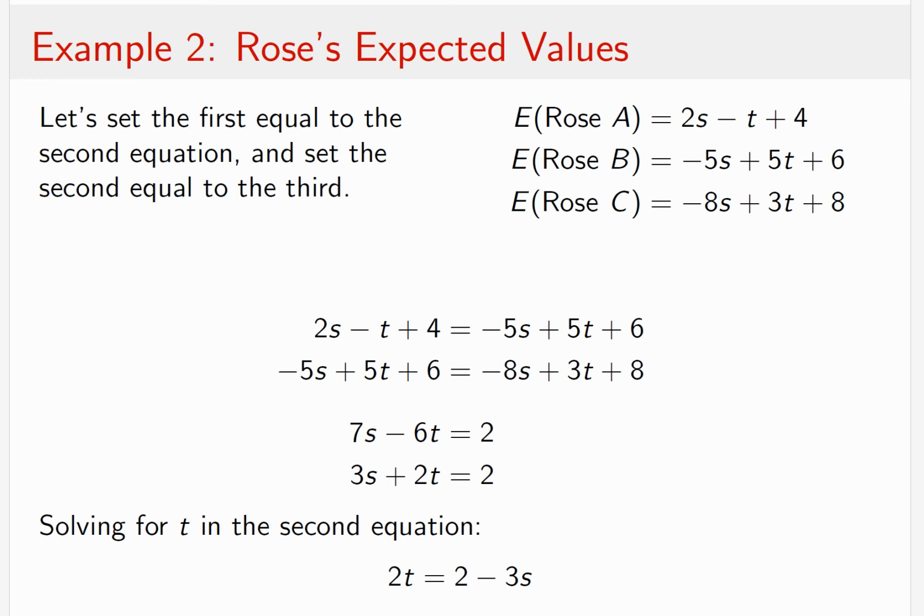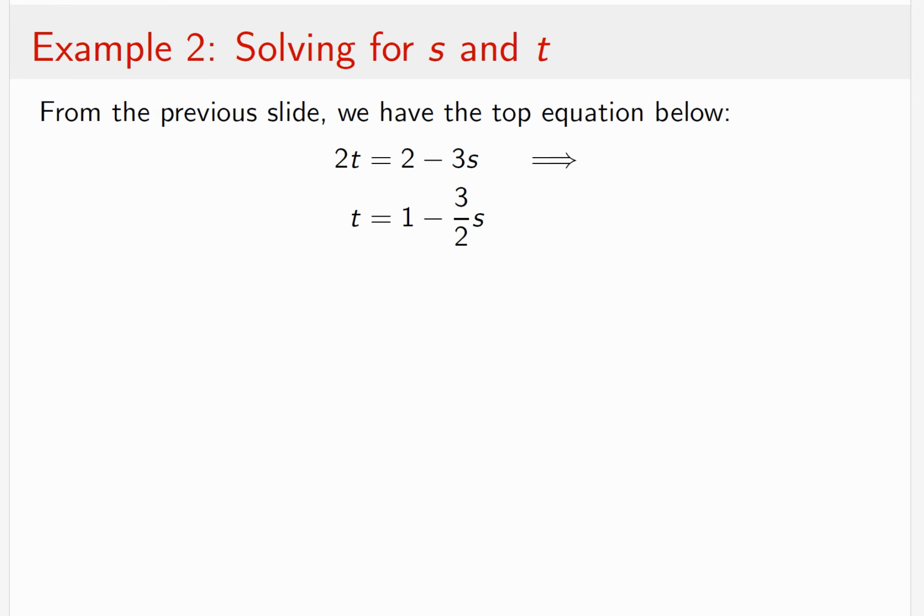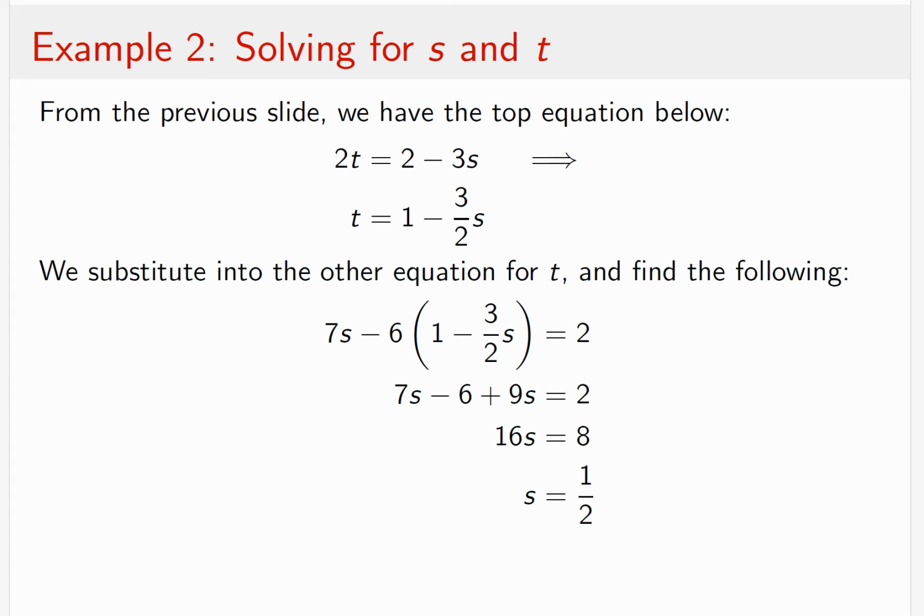that we could try. And to solve for t in the second equation, I subtract 3s from both sides and I divide through by 2. Okay, and so I have t equals 1 minus 3s, and I substitute that in. So 7s minus 6t equals 2 is the equation I'm substituting into. So I end up with the 7s and the 9s adding together to be 16s. If I add 6 to both sides, I have an 8 on the other side, and yay, it simplifies to 1/2.